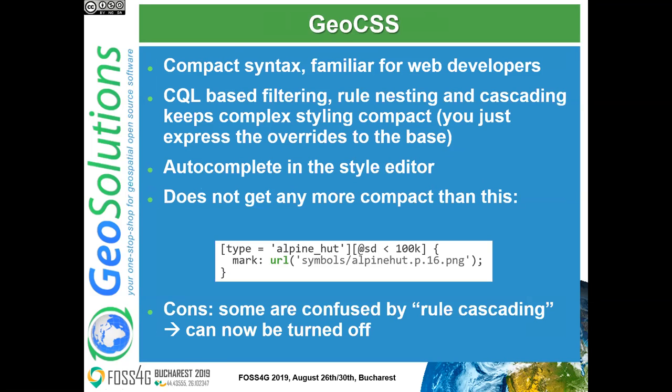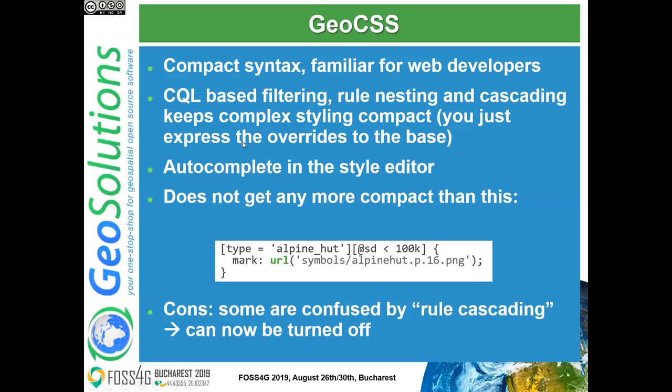And then we have GeoCSS, which is based on the general CSS syntax, so a notion of a rule made of a selector and then properties inside for rendering. It's just that it has been adapted to map rendering, and all the property names come from the SLD world. So you will see stroke, mark, fill, all the names that come from the OGC nomenclature, which makes it different from CartoCSS, where the names actually come from the Mapnik map rendering nomenclature instead.